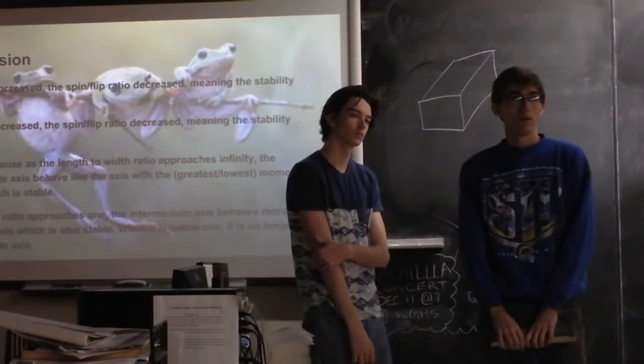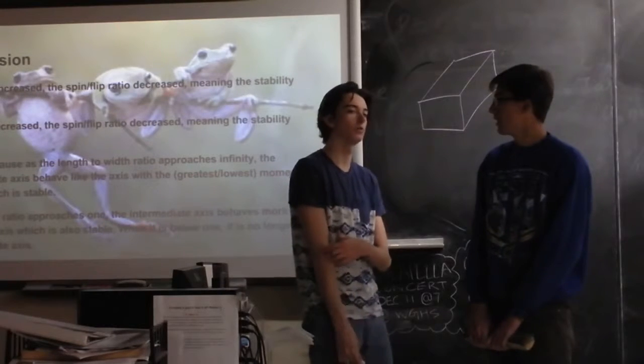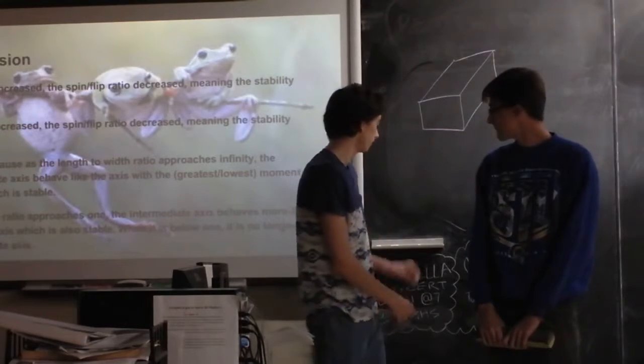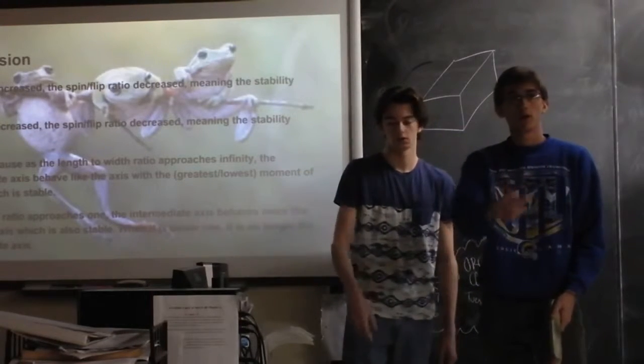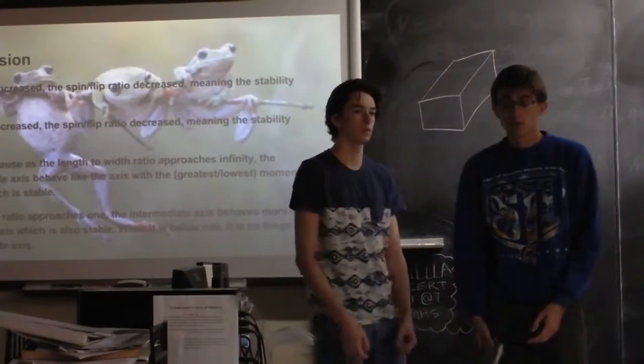What if you had a square? That's like what I was gonna say. A cube. Well, then there wouldn't be one intermediate axis. There would not be an intermediate axis. You're rotating it about any of its axes. It would all be the same.